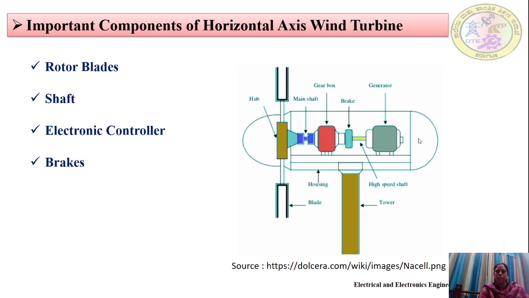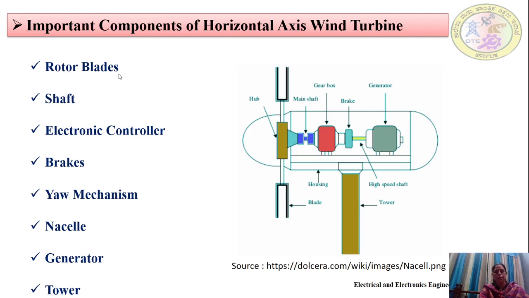Again, brakes, yaw mechanism, nacelle, generator, tower. This is the tower, this is the nacelle, and this is the generator. There will be the yaw mechanism over here, and brakes, electronic controller will be there inside the nacelle, shaft, rotor blades.